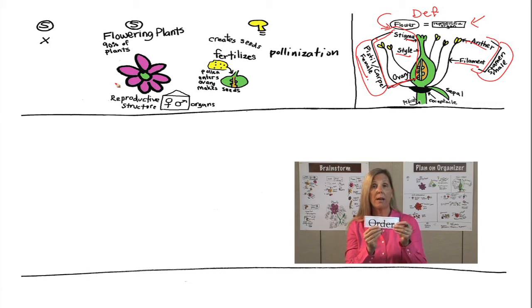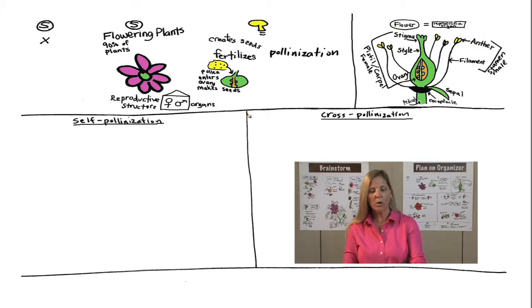Or do they not have to go in order? How will I organize those main ideas? They don't have to go in order. So that's categories. So we're looking at how many main ideas? Self-pollination and cross-pollination. So I have two main idea boxes, and I need to label them with those two main ideas.